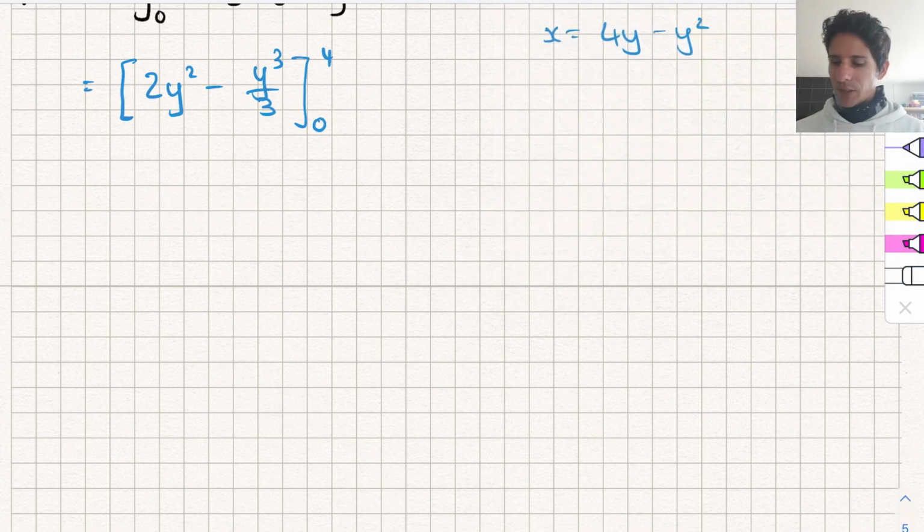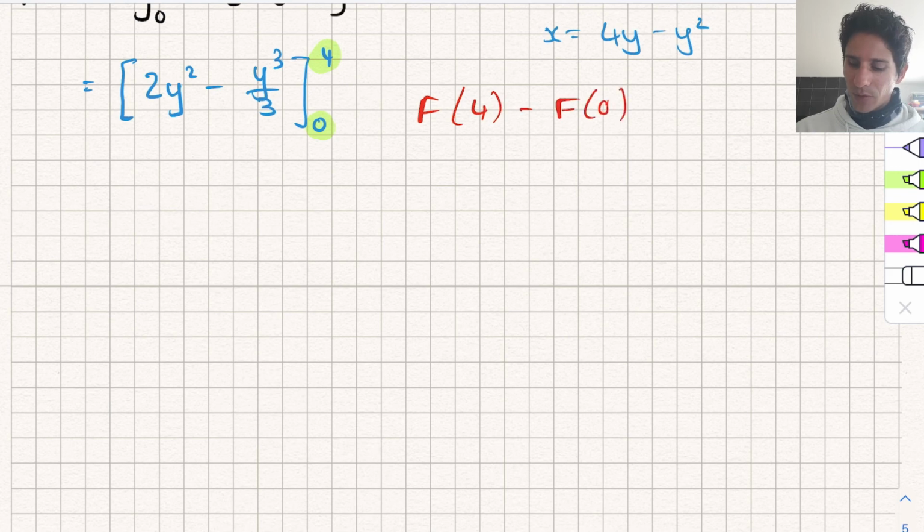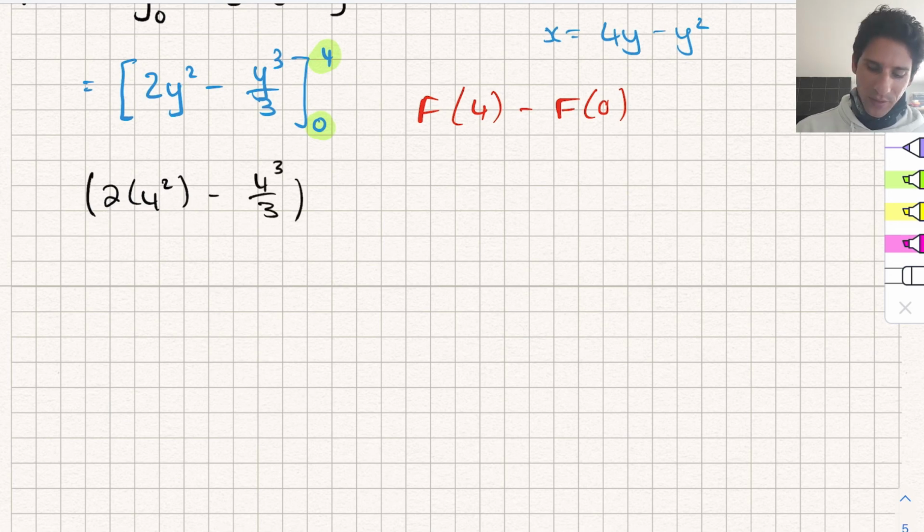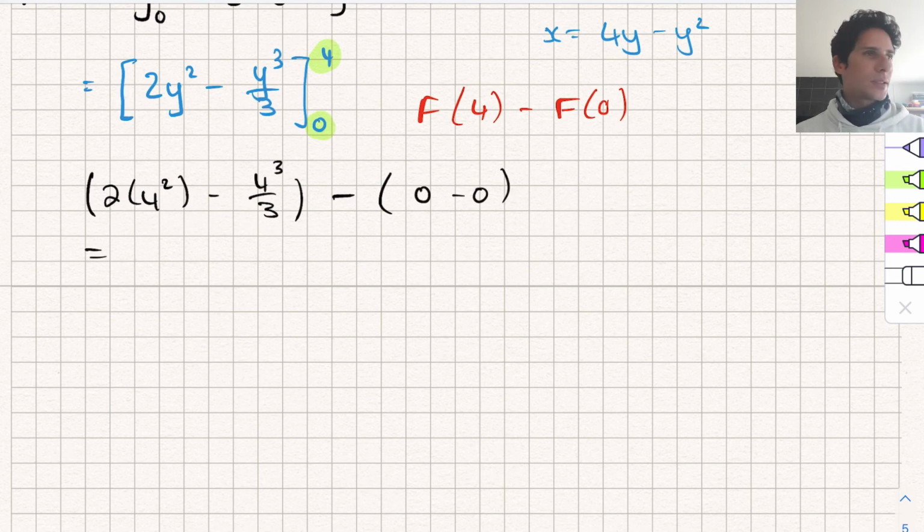Now we just need to plug in the values. The same thing applies. This is the end, and this is the start. Okay, so I'm going to take f of 4, take away f of 0. So we have 2 times 4 squared minus 4 cubed on 3. That's my end. Take away, well, we have 0. So we're going to have 0 take away 0.